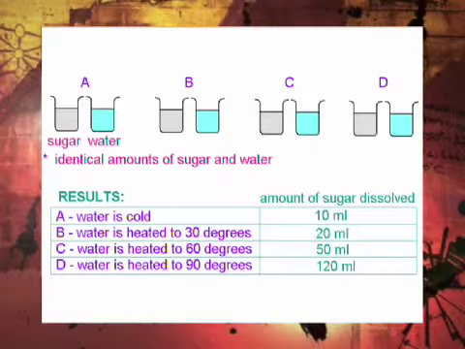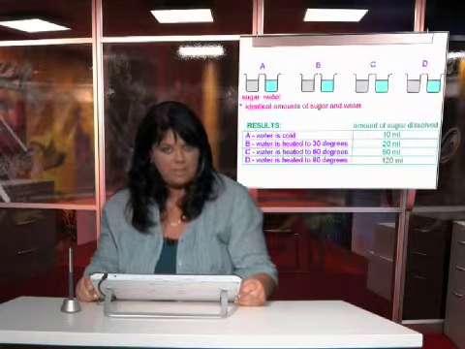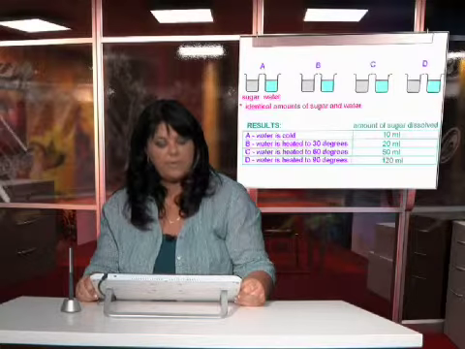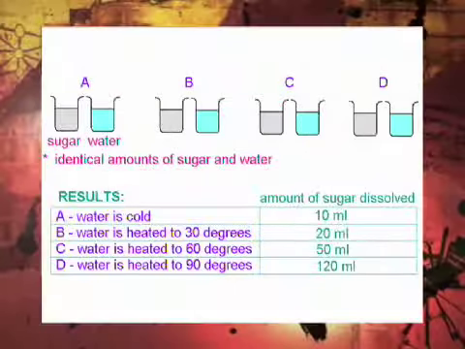So, getting back to our example of your coffee, if you did an experiment that looked something like this. You had sugar and water in identical amounts, but in setup A, the water was cold. In setup B, the water was heated to 30 degrees, C, the water was heated to 60 degrees, and D, the water was heated to 90 degrees. And you decided to pour sugar into the water at these different temperatures to see how much would dissolve. You now have a whole set of results.